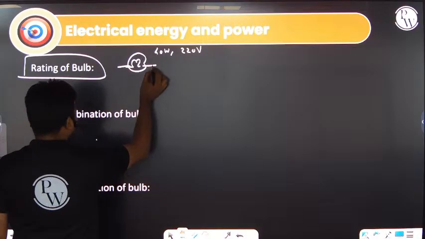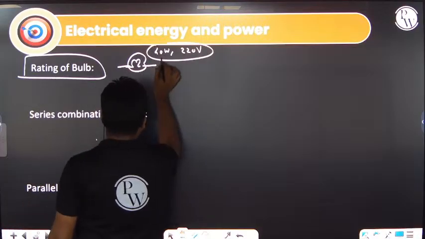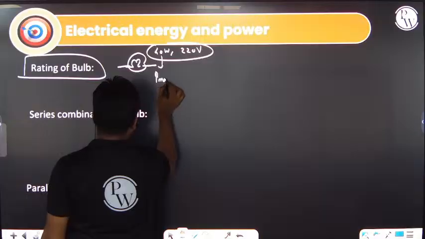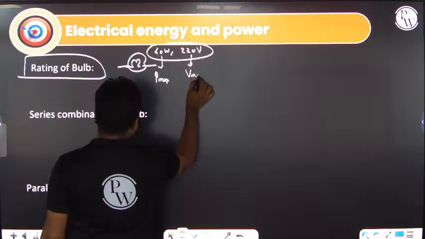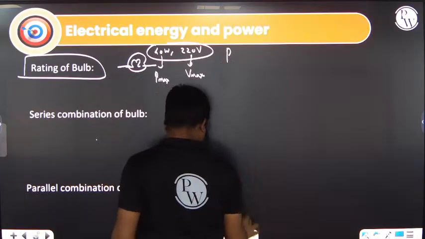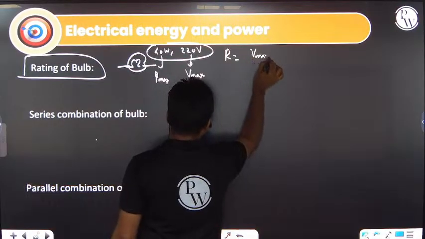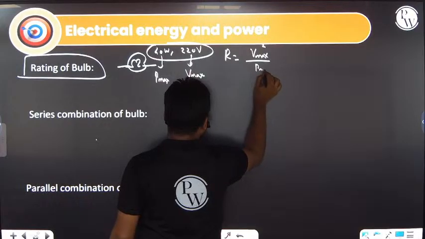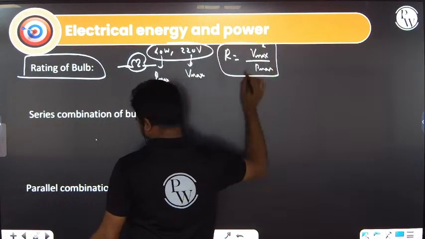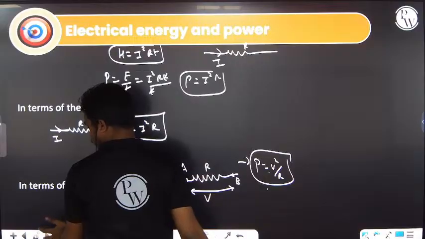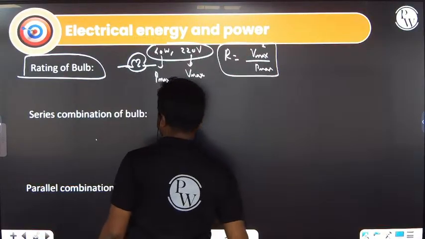So from here, whenever this rating is given, we'll always be calculating. This is what we defined as maximum power rating, and this is what we define as maximum voltage rating. So here we define resistance. We can calculate from this particular formula, V max squared divided by P max. What is P? V square by R. From P equals V square by R, we are getting R equals V max squared divided by P max.